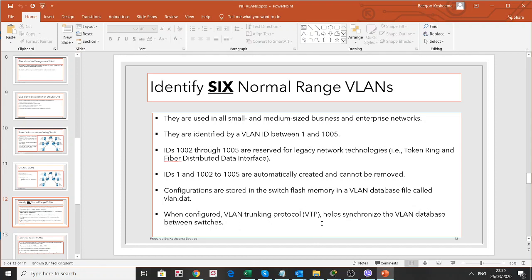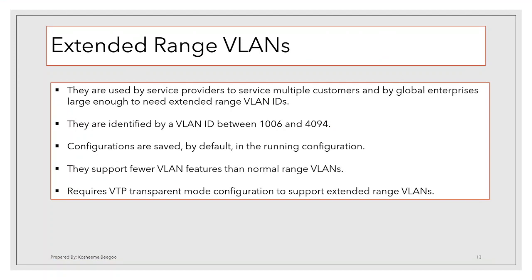When configured, VLAN Trunking Protocol helps synchronize the VLAN database between switches. Next, we do extended range VLANs. They are used by service providers to service multiple customers and by global enterprises large enough to need extended range VLAN IDs. They are identified by a VLAN ID between 1006 and 4094. Configurations are saved by default in the running configuration. They support fewer VLAN features than normal range VLANs. They require VTP transparent mode configuration to support extended range VLANs.